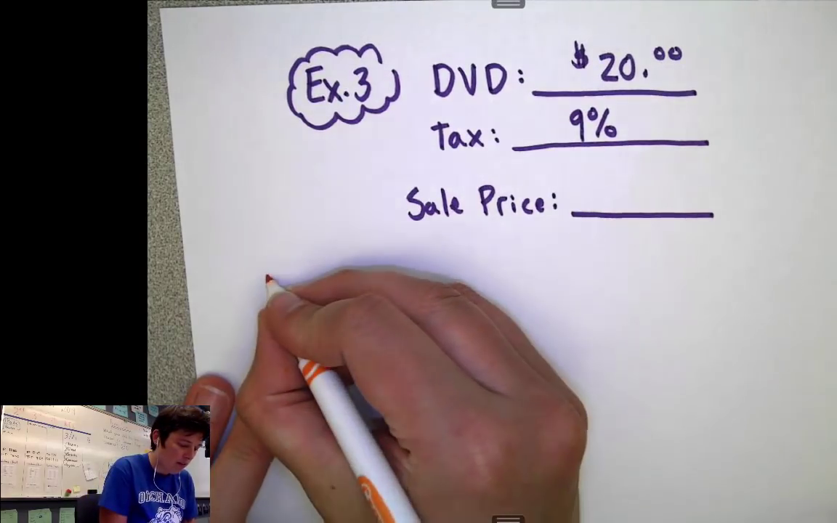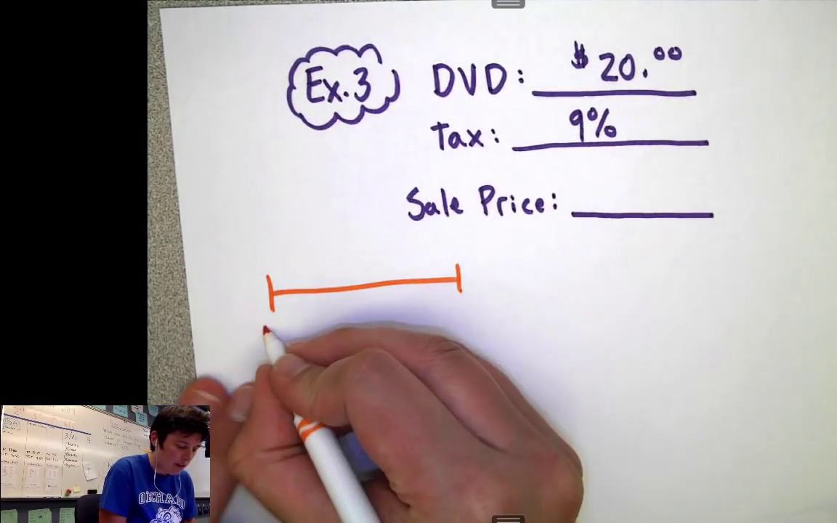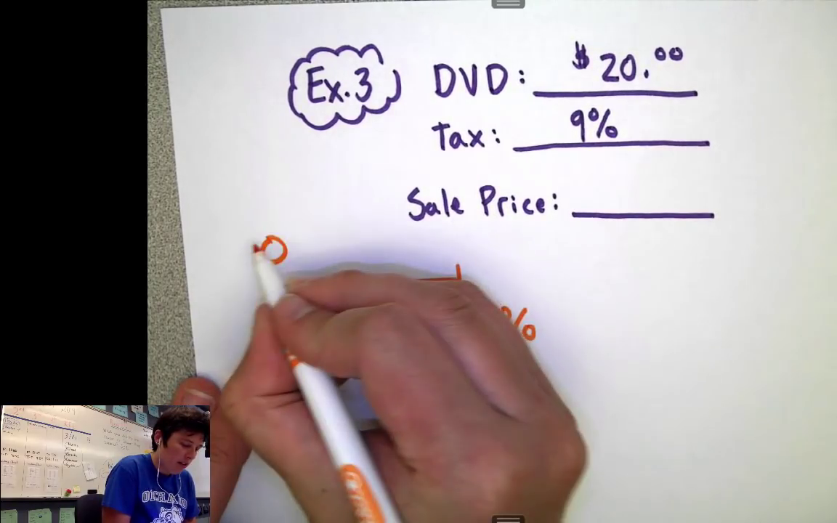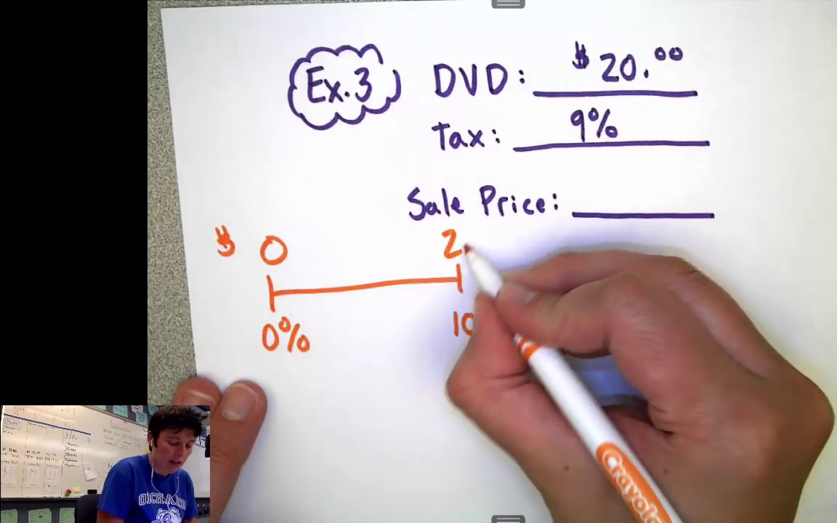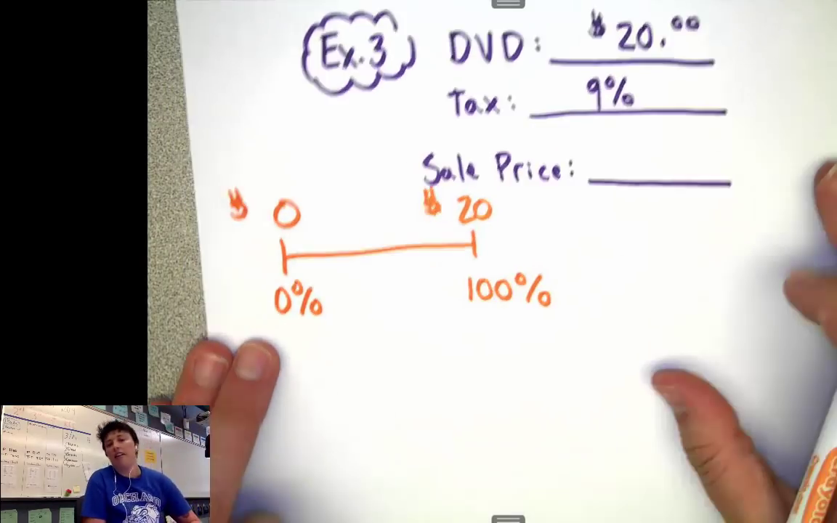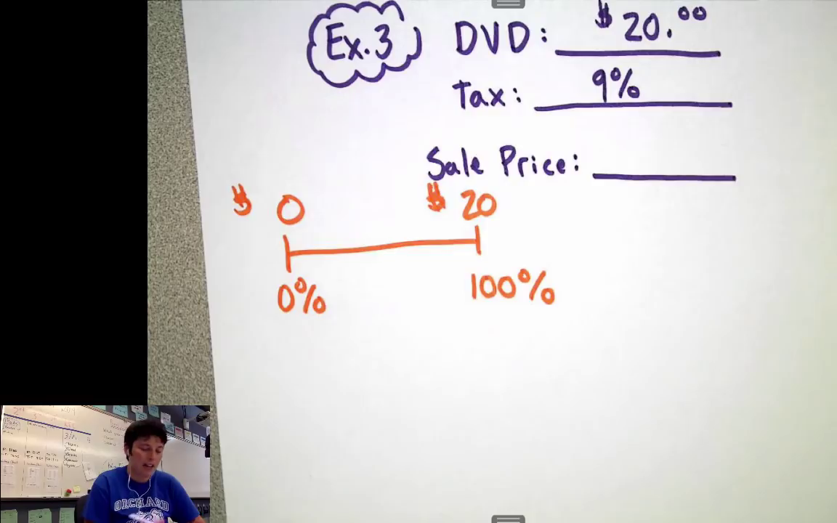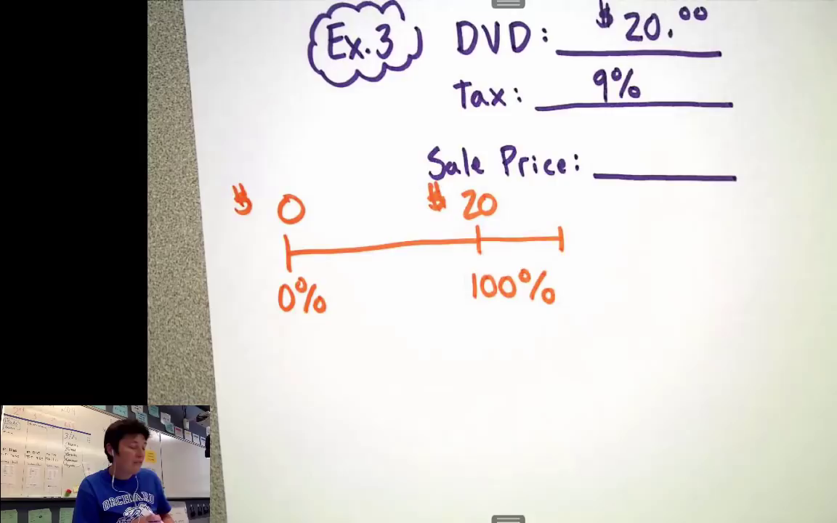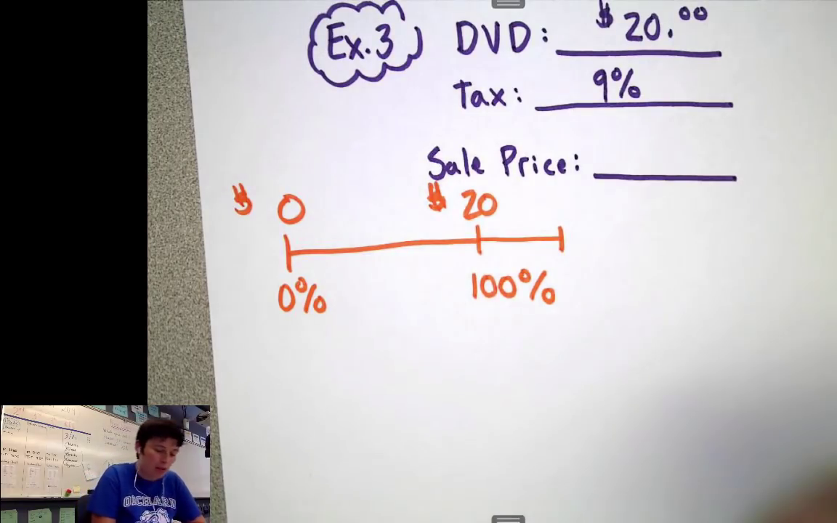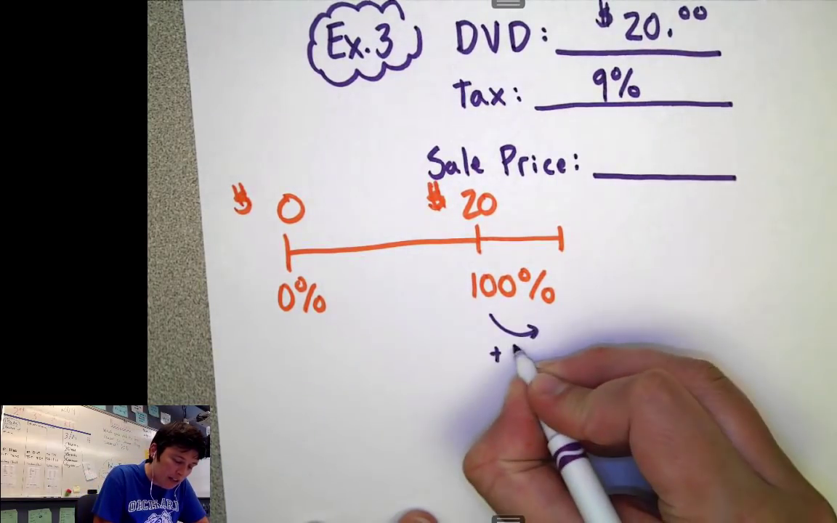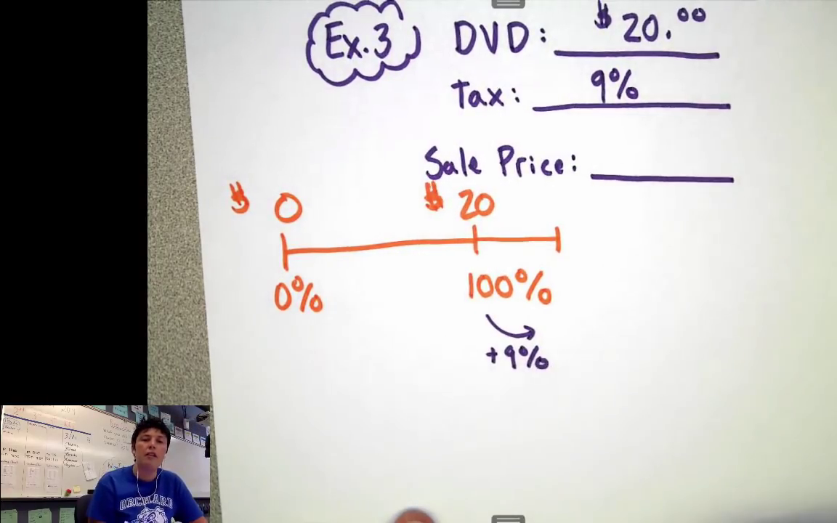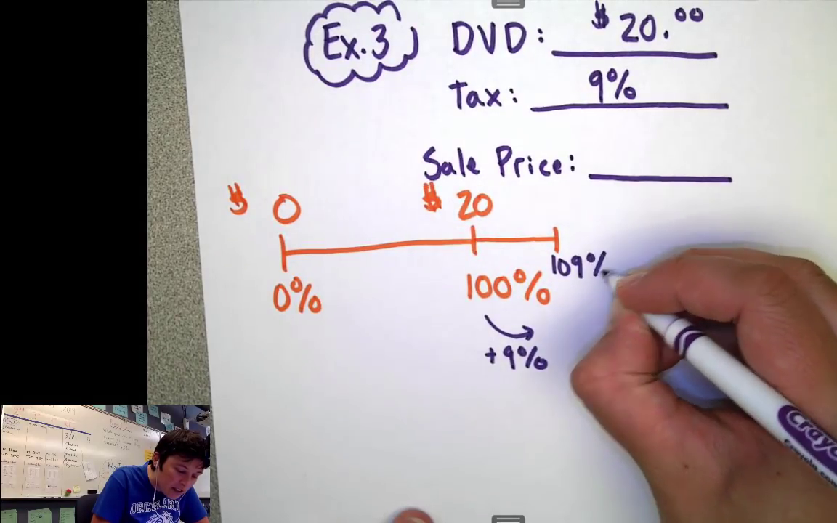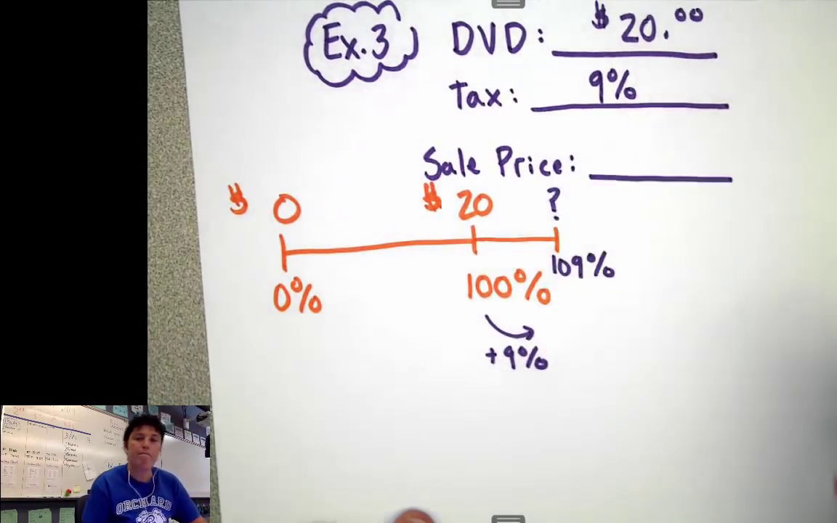So we're going to set up our number line once again. We're going to go 0% to 100%, which is $0 to our $20 cost for our DVD. And we have to add on our tax. So we have to extend our number line a little bit more. We have to add from that 100% 9 more percent. So we're going to add on 9% to extend our number line. So instead of paying 100%, we're actually paying 109%. And the question is how much is that?